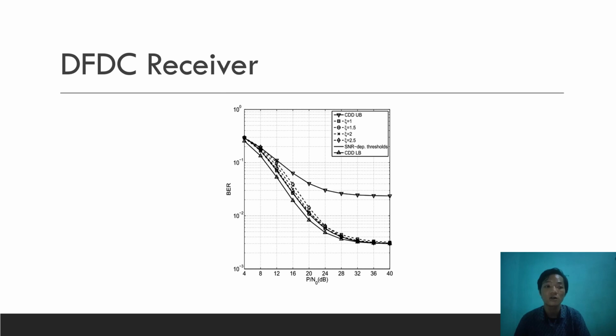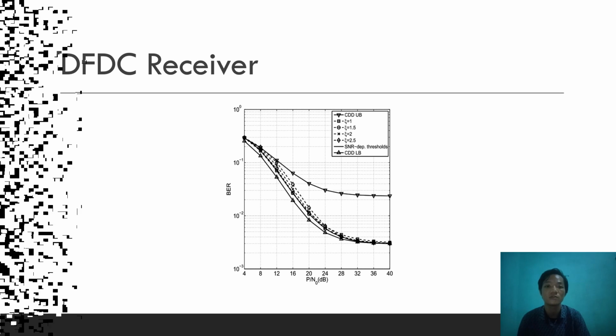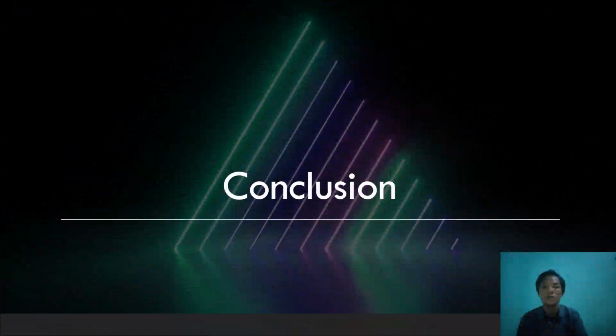Here is the result of the DFDC receiver. This figure shows a single relay network employing DFDC receivers over a Rayleigh fading channel. This paper considers a selective DIF-DF multi-relay wireless network with MPSK modulation, employing the DFDC receiver with a decision rule based on SNR-dependent threshold at the destination.